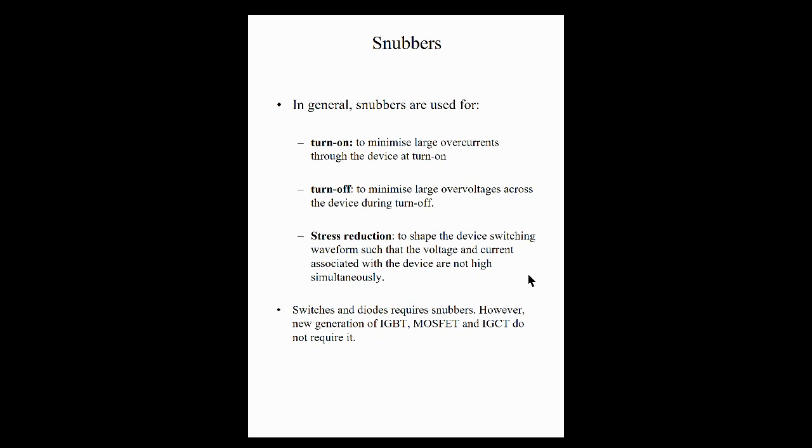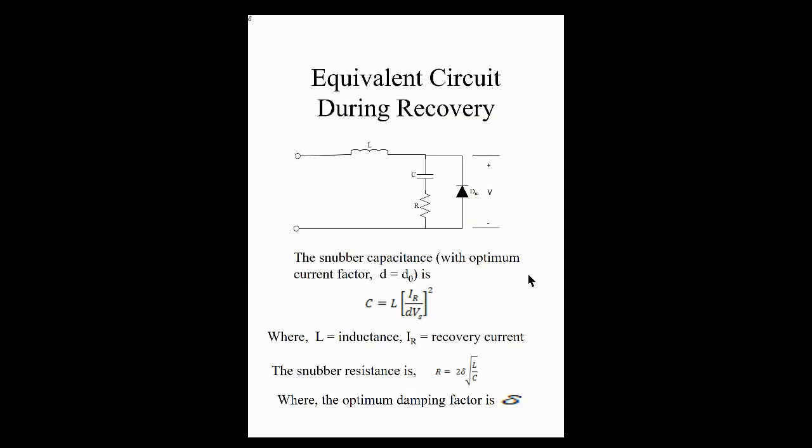It's important here to note that the switches, like the IGBT, the MOSFET, and the IGCT, basically the newer type of devices, we don't need to use snubber for them. Most of them have built-in protection, right? So it's devices like diodes and some switches that will require the use of snubbers.